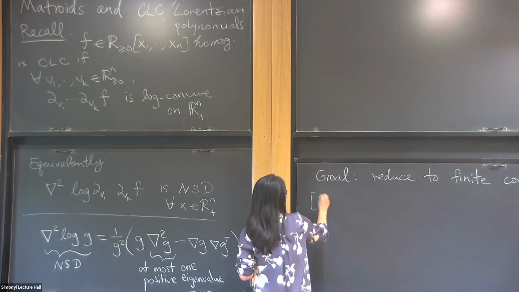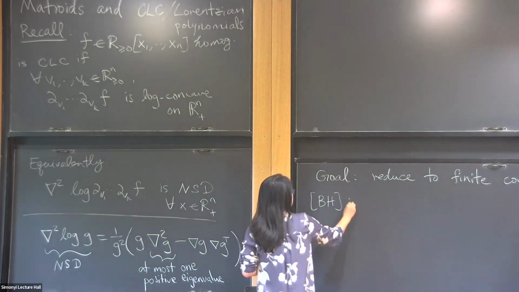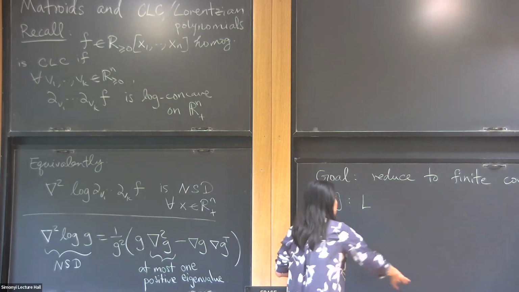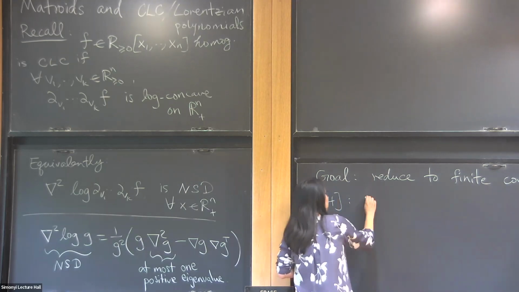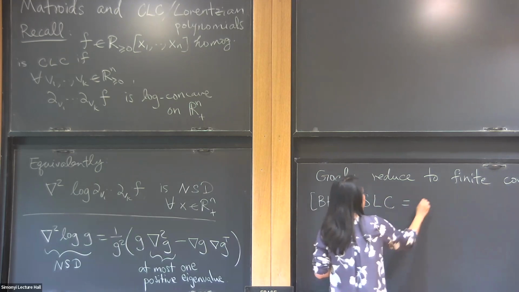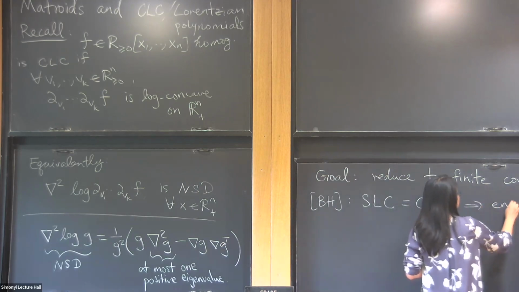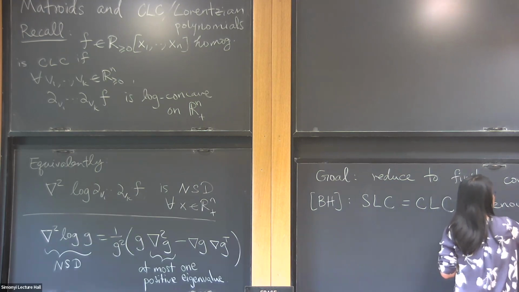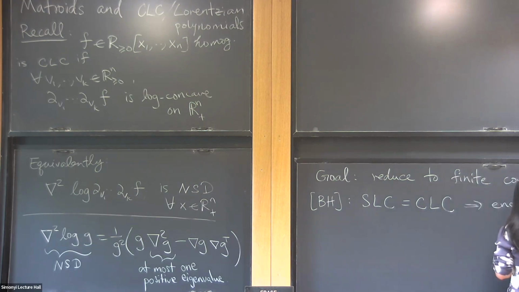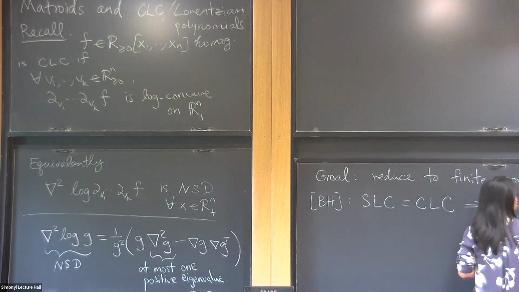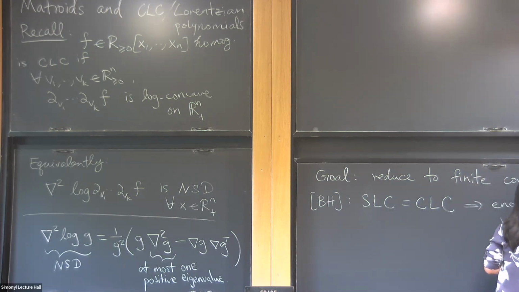So from Brändén and Huh, they show, maybe it was known earlier, I'm not super sure, that strongly log-concave is equal to completely log-concave. In other words, it's enough to check the derivatives in coordinate directions.